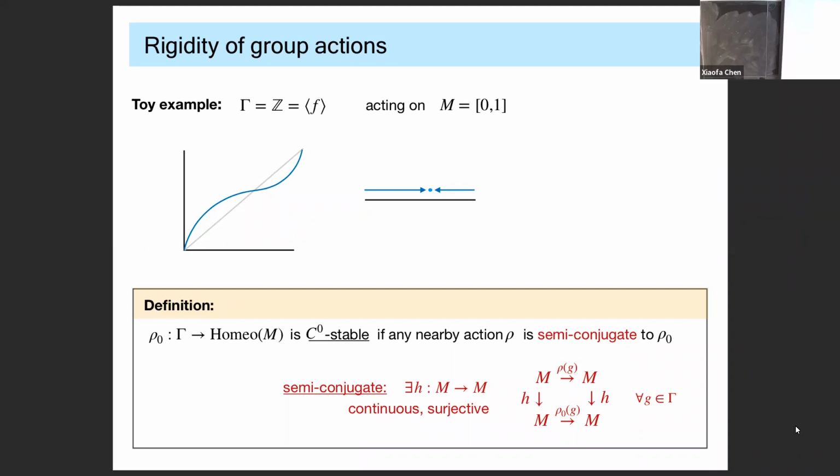Okay, let me perturb this a bit. To take a nearby action, that just means I take a homeomorphism whose graph is pointwise close to the graph of this one. So let me do this, and you'll notice you can give it to your most beginning student: if I take something nearby, it will still have at least one fixed point. So the property of having fixed points in this example is stable under perturbation.